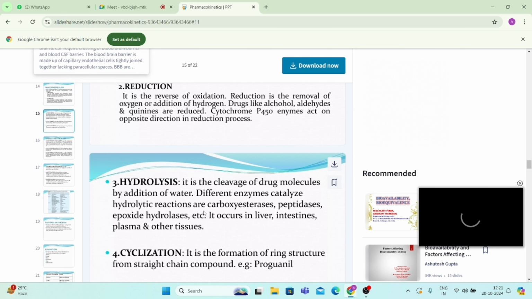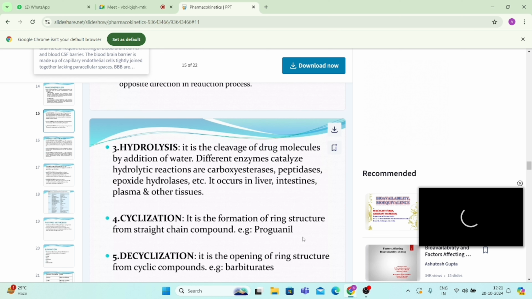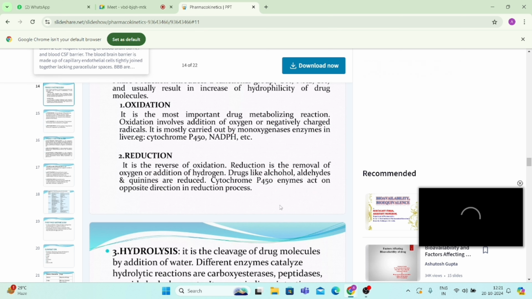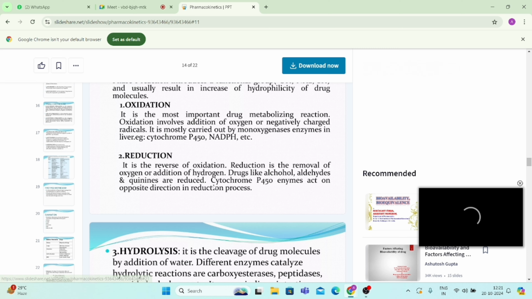Cytochrome. And in case of hydrolysis, what are the enzymes involved? One is carboxyesterases, peptidases, epoxide hydrolases. These three enzymes you have to remember. Ma'am, in reduction? In reduction we have cytochrome P450 only. Already I told you. In case of oxidation, you will have NADPH also.